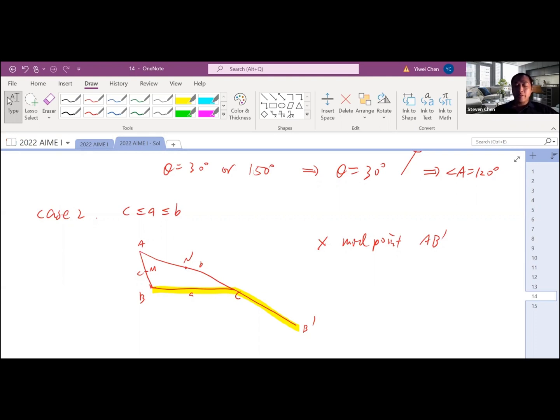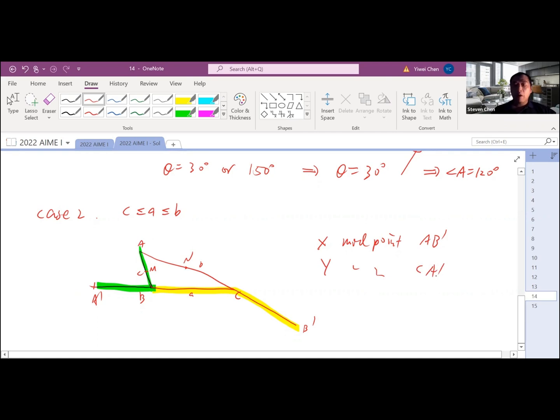So in this case, we will draw the auxiliary line in the following way. So we will extend CB to a point, let me call it A prime, such that BA is equal to BA prime. Okay? All right. So by drawing this auxiliary line, then we know that Y is the midpoint of CA prime.